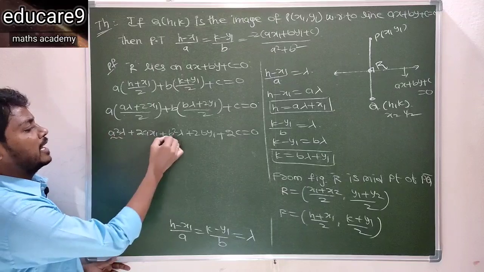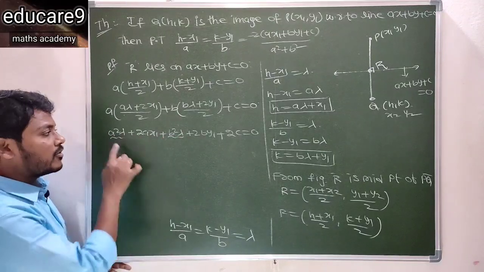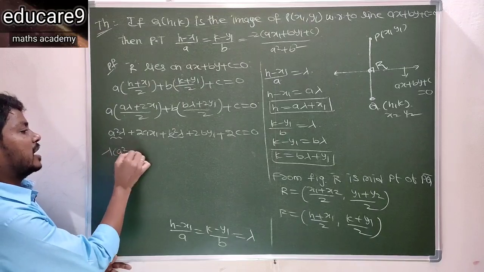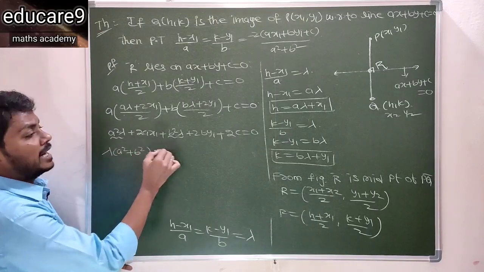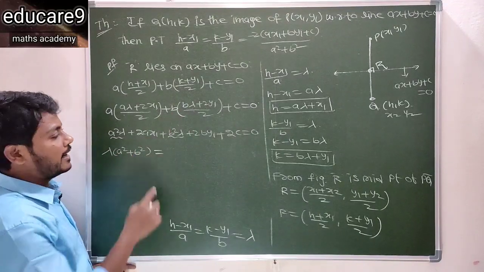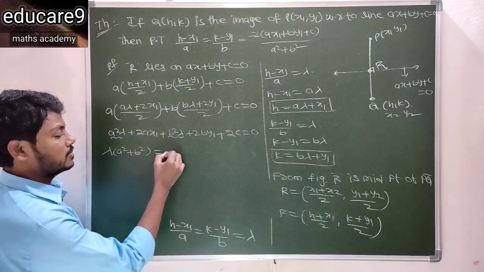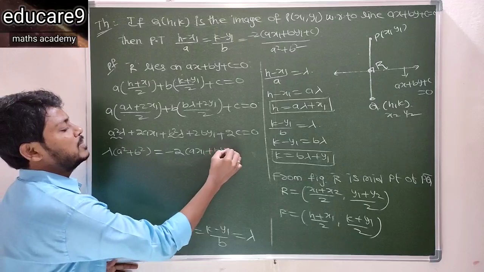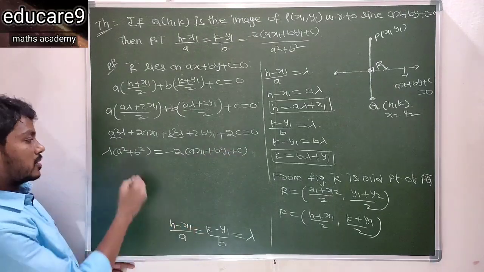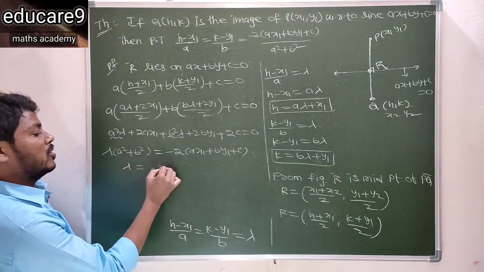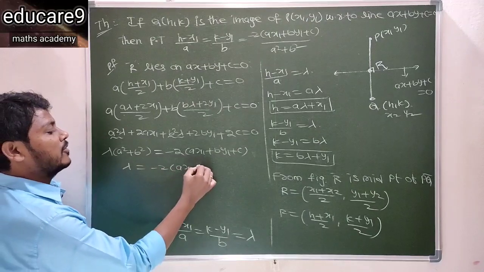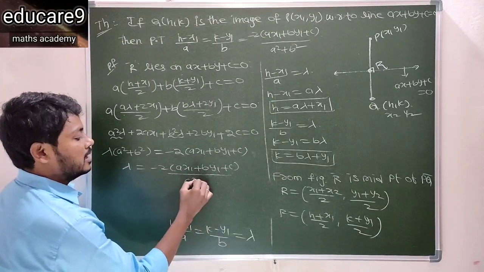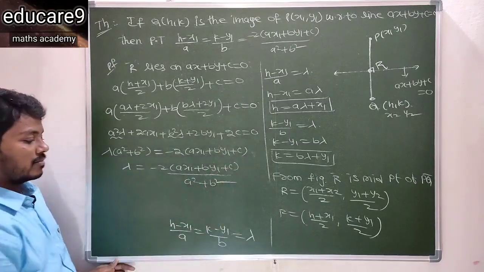So clearly here a square lambda and b square lambda, lambda is common in these two. So we will get a square plus b square. And send the remaining values to the right side and take minus 2 common. So what do you get? ax1 plus by1 plus c. So therefore what is the lambda value? Minus 2 times (ax1 plus by1 plus c) by (a square plus b square).